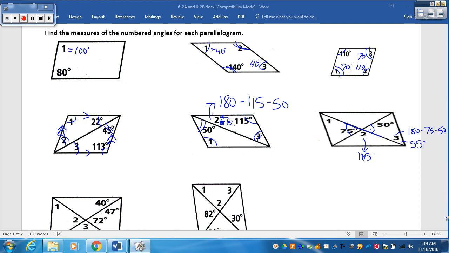Okay. And so from there, I know angle 3 and angle 1 are congruent to each other. And so angle 1 is also 55 degrees. Okay.